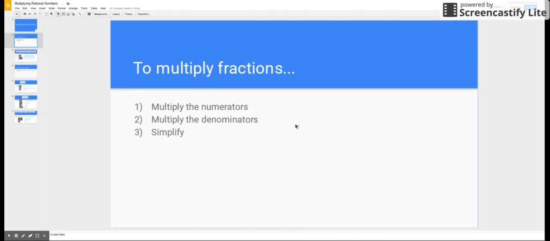And then you're going to simplify the fractions. This method always works when you're trying to multiply fractions. Always. Multiply the numerators, multiply the denominators, and then simplify.